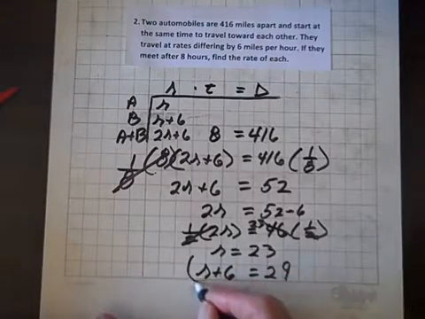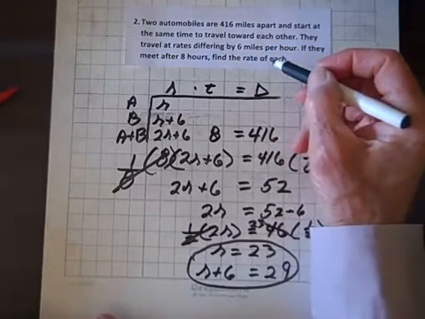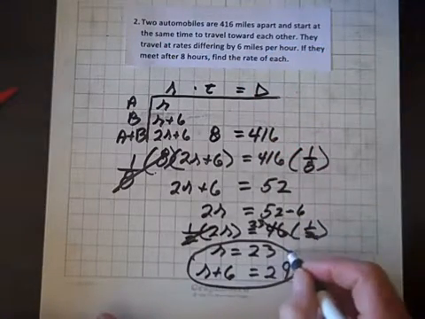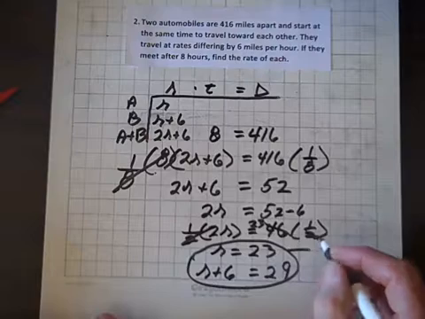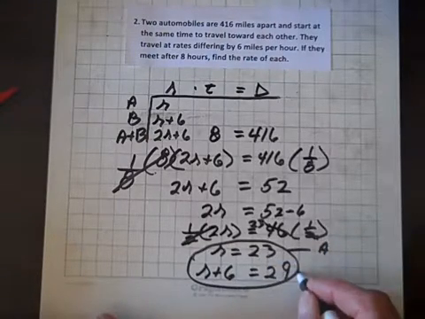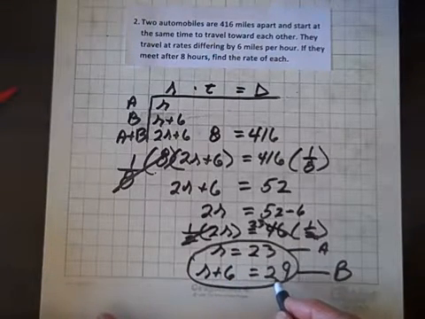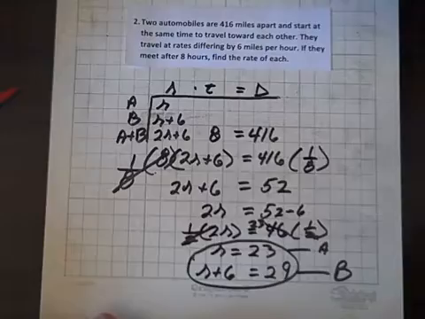29. So the two rates of speed, isn't that what we're looking for? Find the rate of each. So A is traveling at a rate of 23 miles an hour. B is traveling at a rate of 29 miles an hour. And we're done.